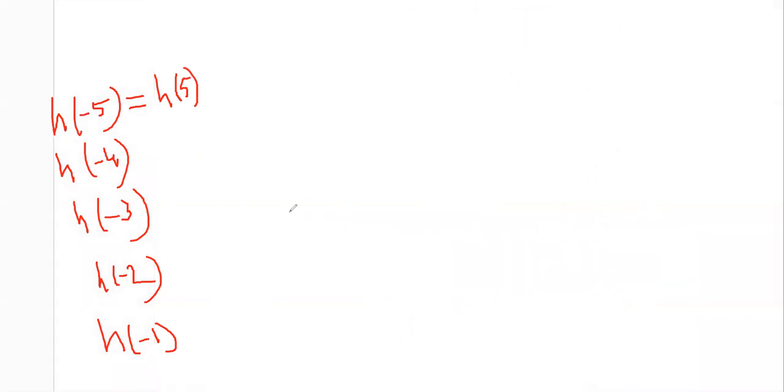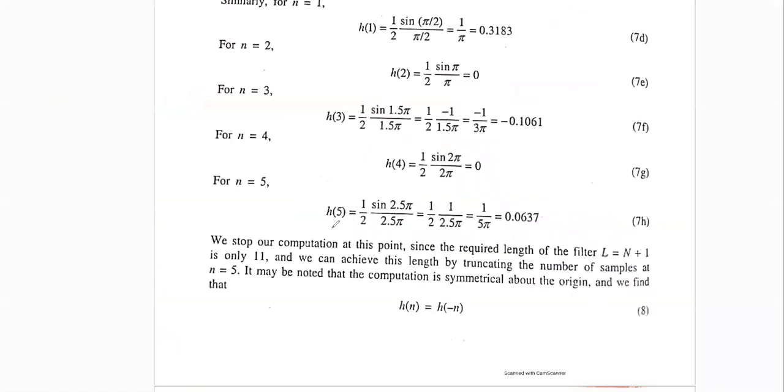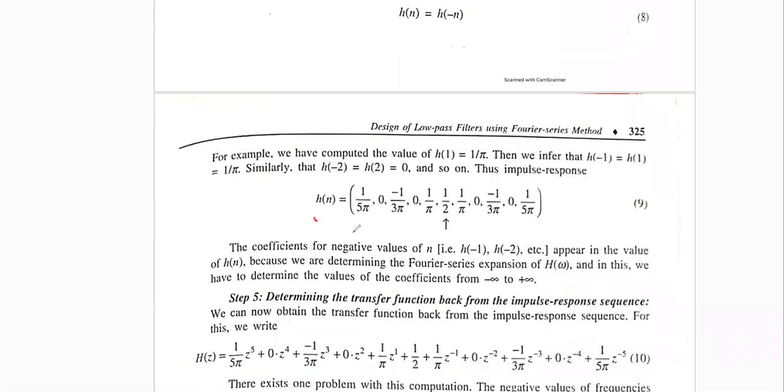In the sinc function, what I mentioned, let's say this one, and in the left side, this one. So here, let's say this is h5. This is exactly the same as h minus 5. They are symmetrical. So that's why we do not need to find those values again. If we found h5, that means we also found h minus 5 with that value. So now this is your time domain representation. h[n] is equal to this.